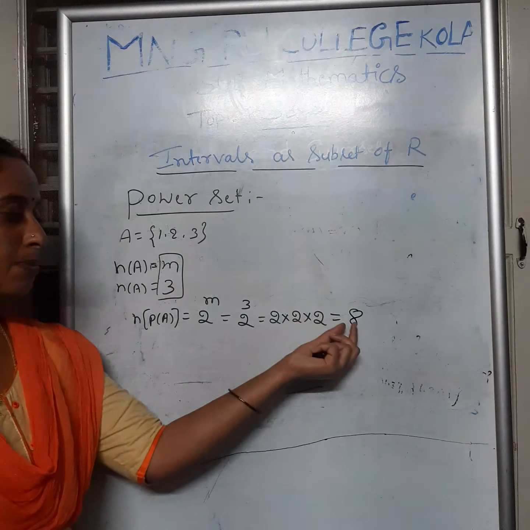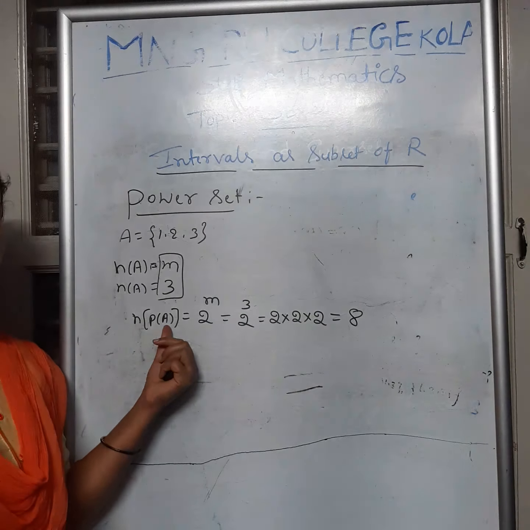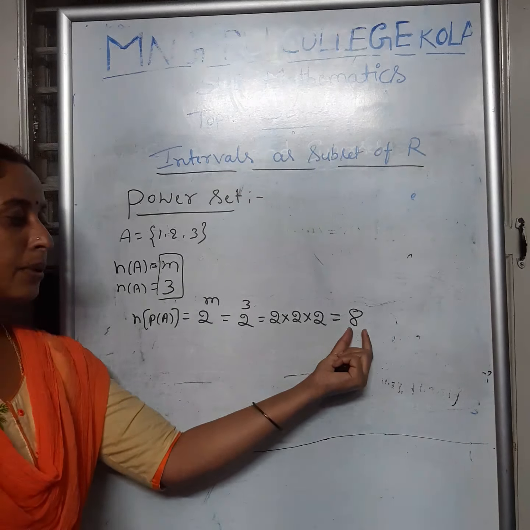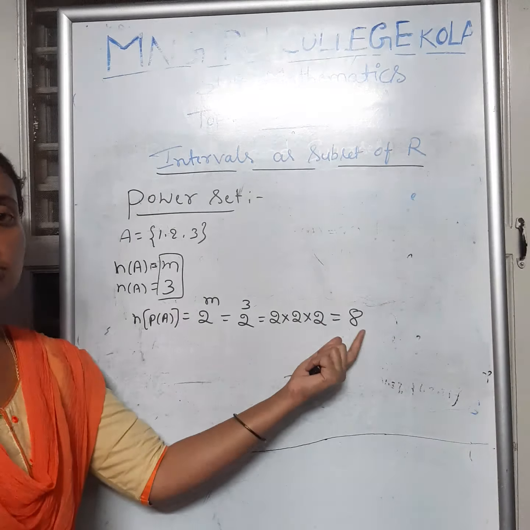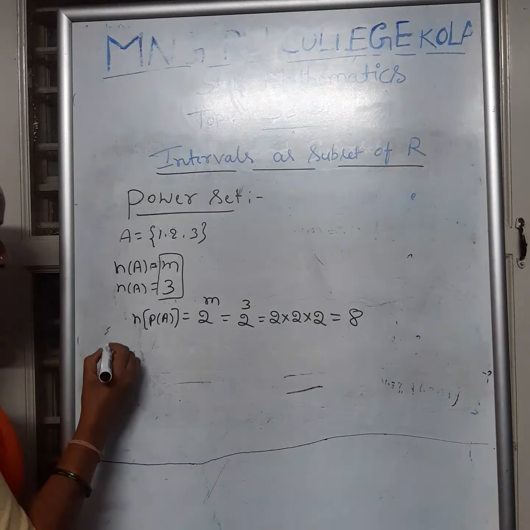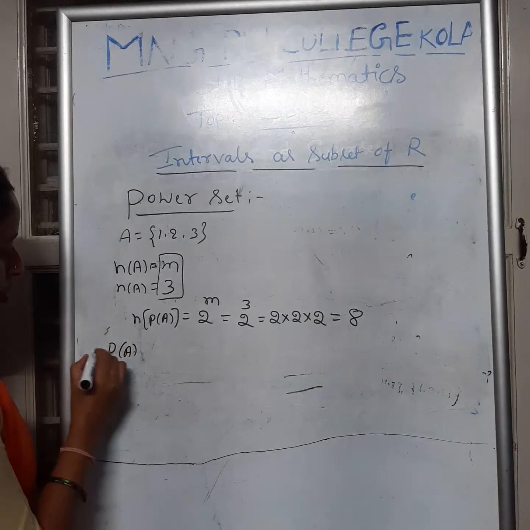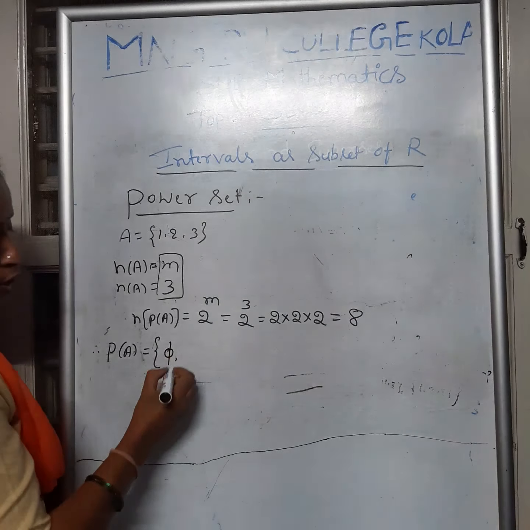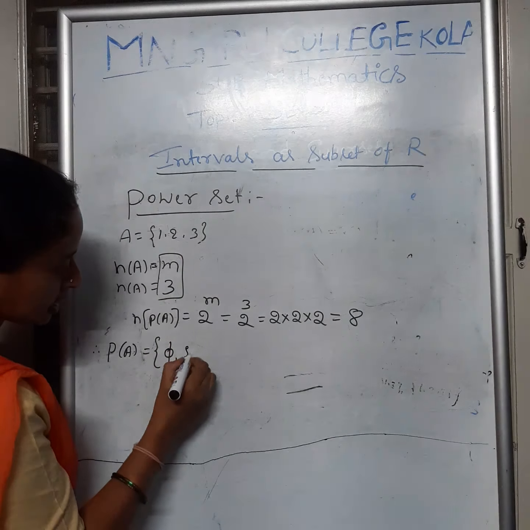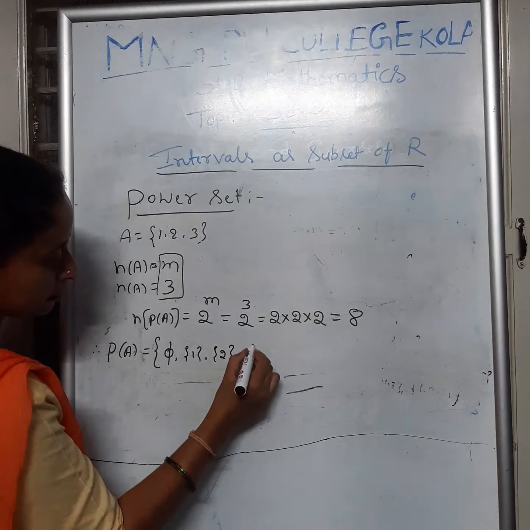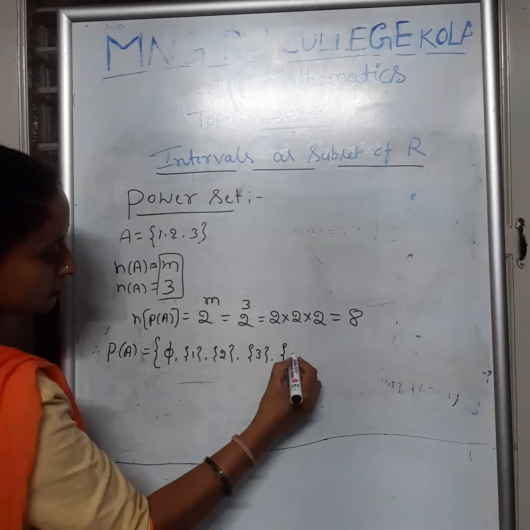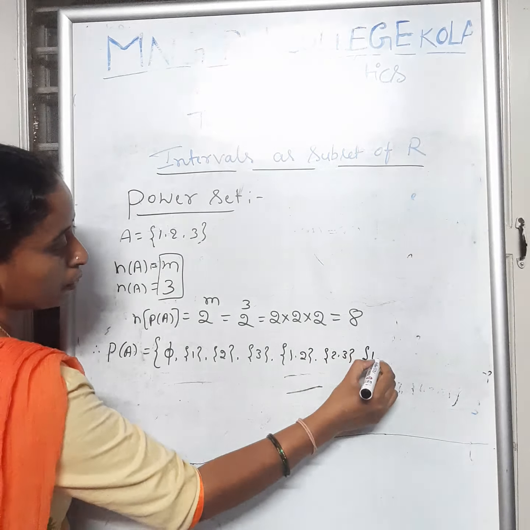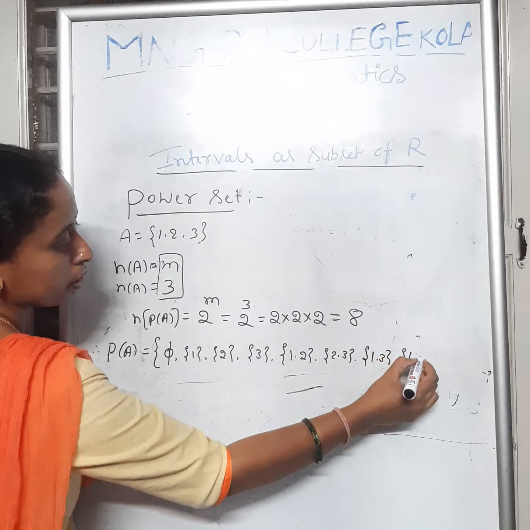So how many subsets should we get here? In the power set, how many subsets are there? 8 subsets. Let's see whether the 8 are there or not. P of A equals, by using this, form the subsets. The null set is always a subset, and then each singleton set. And now the pair subsets: 2, 3 and 1, 3 and 1, 2, 3.